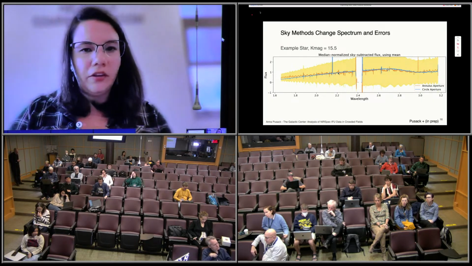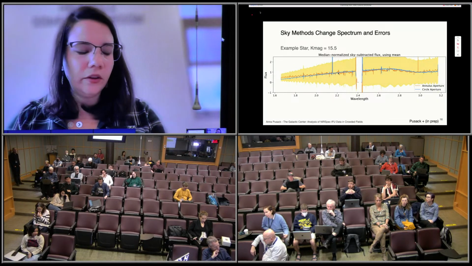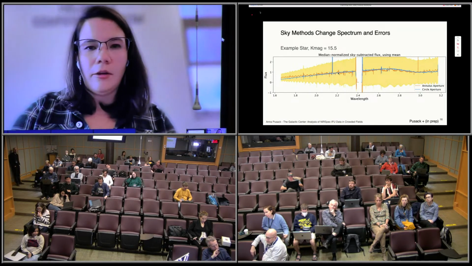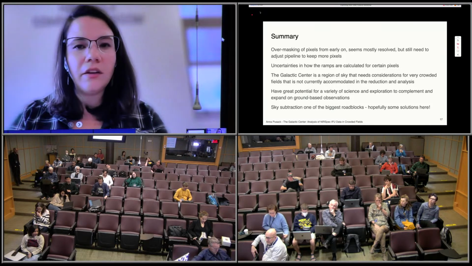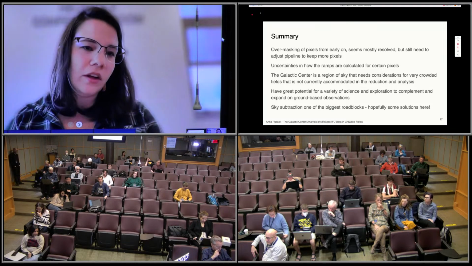So what we've done is to count up several spaxels and iteratively average them to get the spectra. And so my quick summary: overmasking of pixels from early on seems mostly resolved, but we still need to adjust the pipeline to get more pixels.